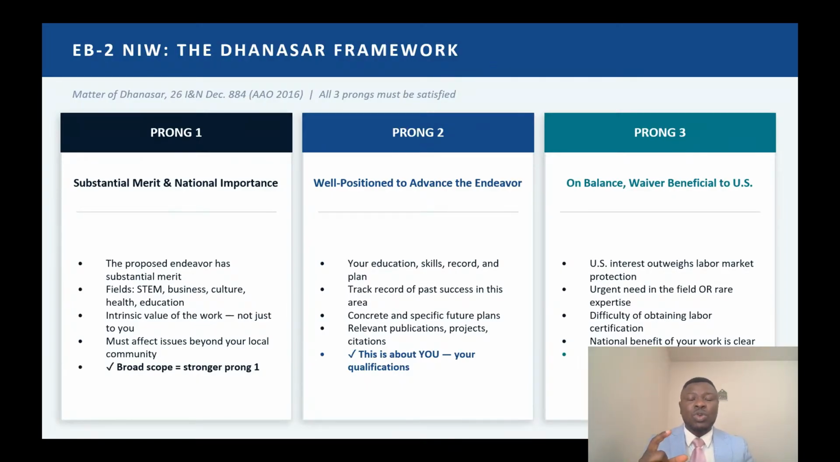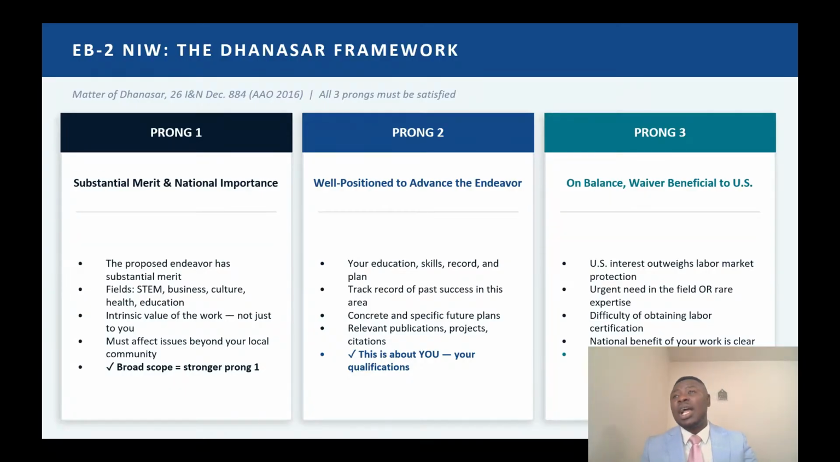So after we have ascertained your eligibility, the next thing for you to do is to have a proposed endeavor. What is a proposed endeavor? A proposed endeavor is an activity that you intend to carry out in the US.